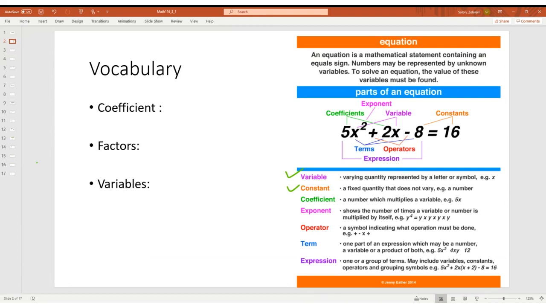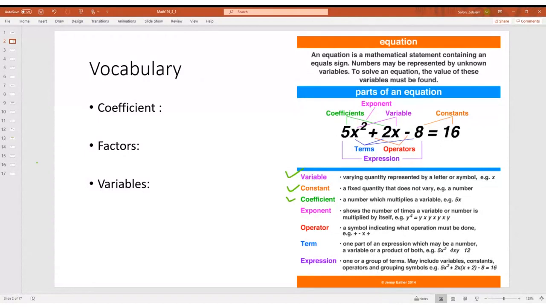The next one is coefficient. The coefficient is the number in front of the variable. The number in front of the variable. For example, if you have 5x, 5 is the coefficient. If you see here in the equation, we have 5x squared. So 5 is the coefficient of x squared. And we have 2x. 2 is the coefficient. So numbers which are in front of the variable are called coefficients.